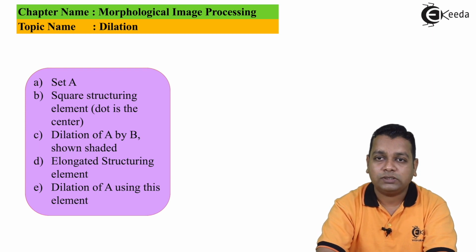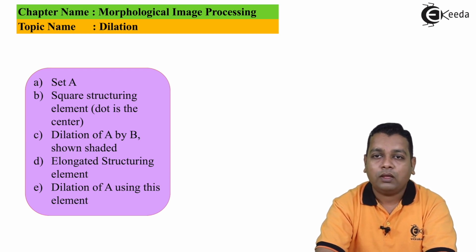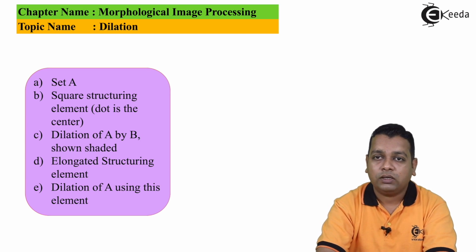Now this is figure C, which represents the dilation of capital A by the structuring element capital B, and the shaded portion encompasses the complete dilation region. Now here we have part D, which represents the elongated structuring element. One dimension is represented as small d by 4, and the other, vertical dimension is represented as small d.